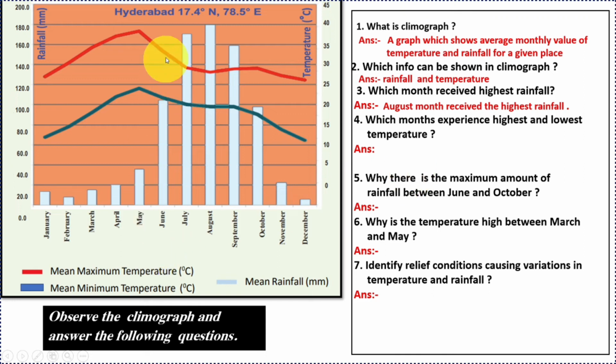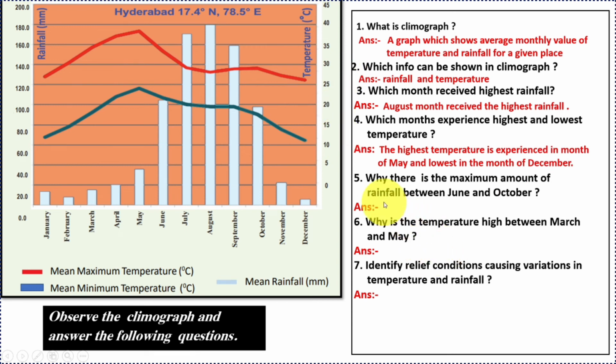Highest temperature in the month of May and lowest is in December. So the month of May received the highest temperature and the month of December has a low temperature. Why is there a maximum amount of rainfall between June and October? Because of the southwest monsoon season. Why is the temperature high between March and April? You know very well, because it is the summer season in India.